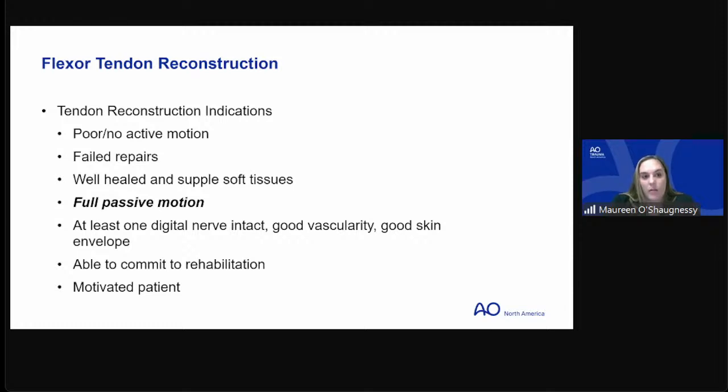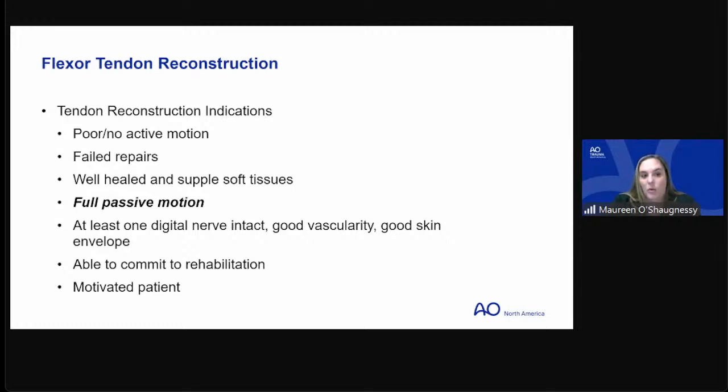So what are the more modern indications for flexor tendon reconstruction in the setting of either a delayed presentation of a complete flexor tendon injury or a failed repair? Patients that have poor or no active motion, the failed repairs, need to have well-healed and supple soft tissues. They also have to have neurovascularly intact tissues with a good skin envelope, and good sensation and blood supply to it. You don't want to be doing a reconstruction on a patient with a very scarred-in, woody digit. That's not the ideal patient to embark on a reconstruction.